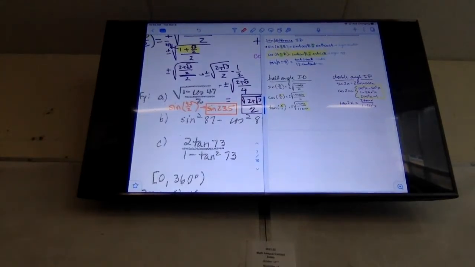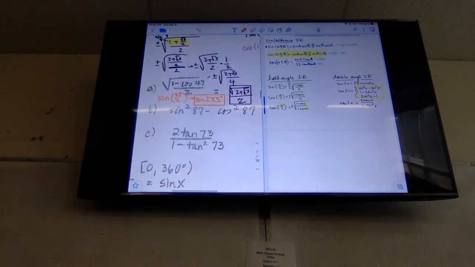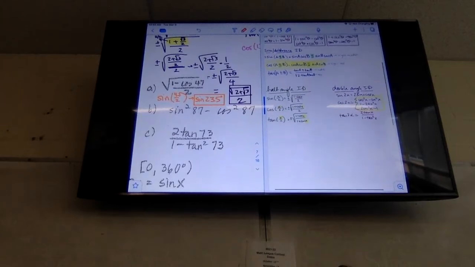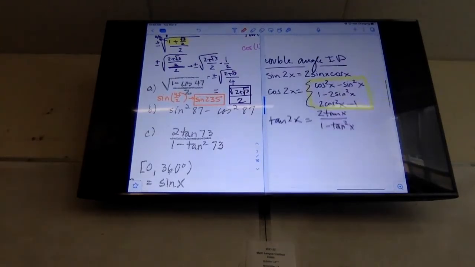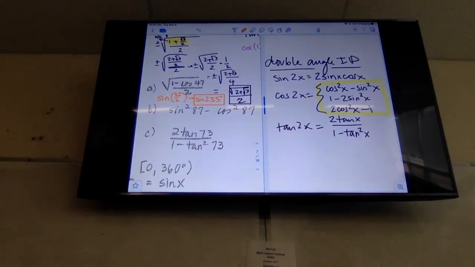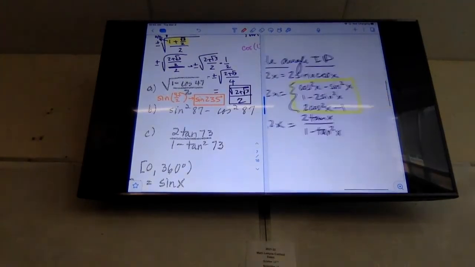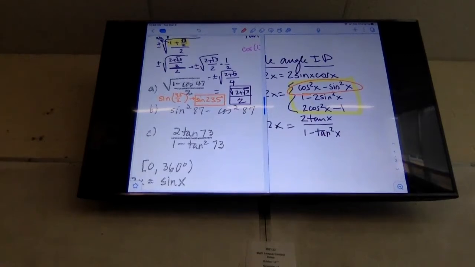Okay, any concerns on that? Okay, let's look at the next one. I've got sine squared of 87 minus cosine squared of 87. What does that look like? Does it look like one of my half angle identities? Nope. Does it look like one of my double angle identities? Yeah, it looks like this cosine one, but not exactly there. It's almost there, but it's not exactly. Remember on a problem earlier today, we had to change sides and then factor out a negative. We're gonna have to do that here too.